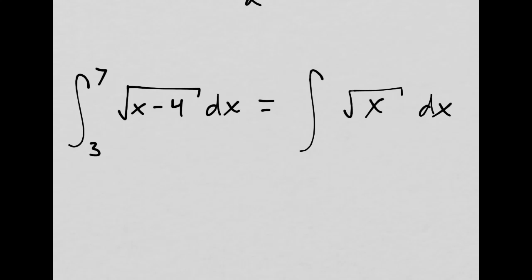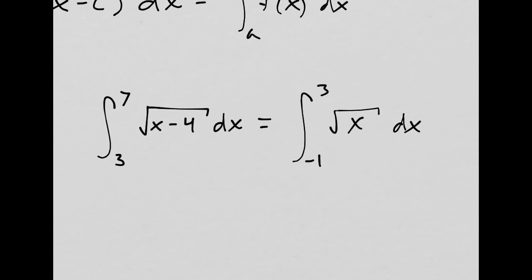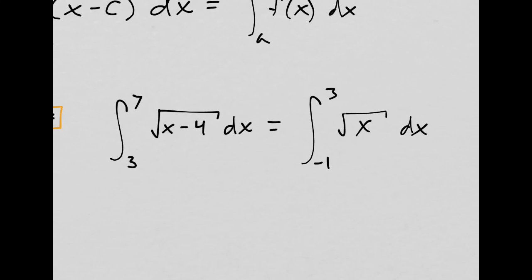So what's 7? I'm shifting 4 to the left, right? I'm shifting 4 to the right for the function, but to go to this, I'm shifting back to the left. So this has to go back to the left. So that means 7 minus 4 is 3. And this one's 3 minus 4, which is negative 1. These are the same thing. They're the same area. Maybe we should draw a picture to represent this.